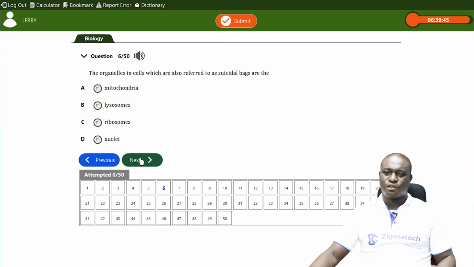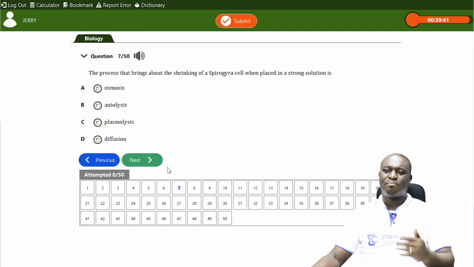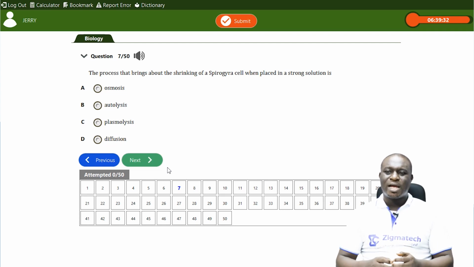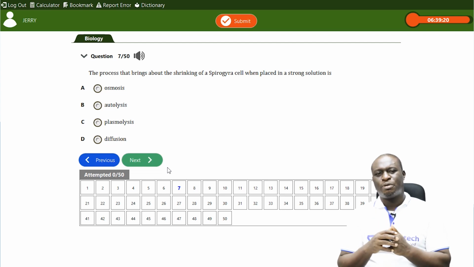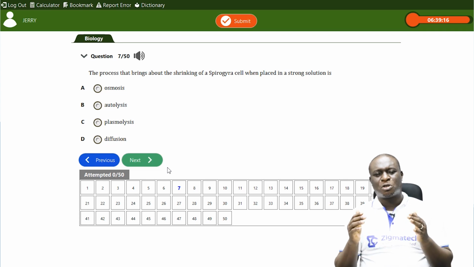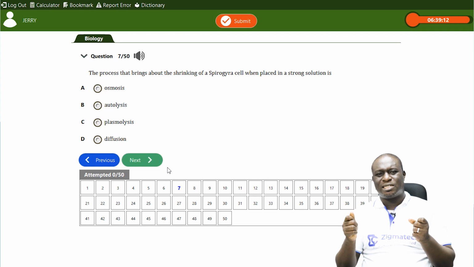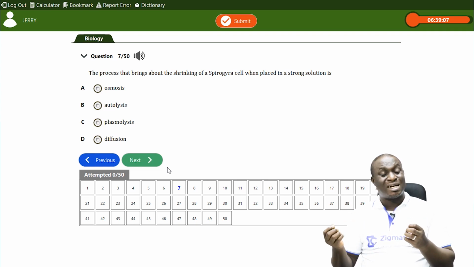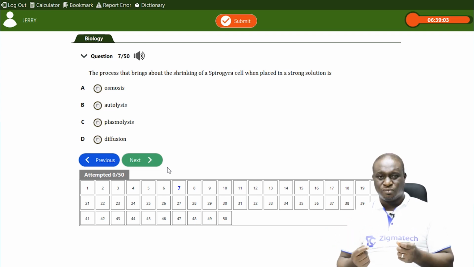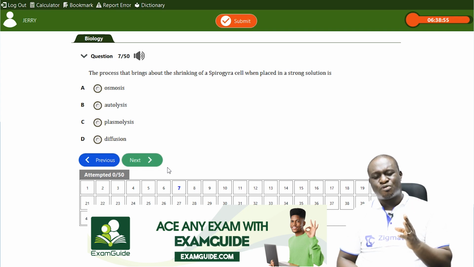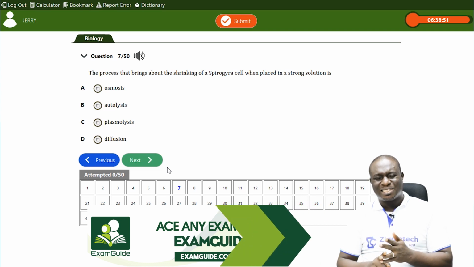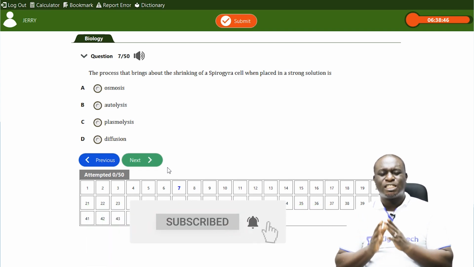The lysosomes. Now look at the next question. They said the process that brings about the shrinking of a spirogyra cell when placed in a strong solution. This question should help you recall the topic called cell and its environment. In that topic, I tried to make us understand that cells are always in a watery environment, and materials enter and leave the cells frequently. The processes that explain how materials enter and leave the cells are three phenomena: diffusion, active transport, and osmosis. In this case, it relates so much to osmosis.